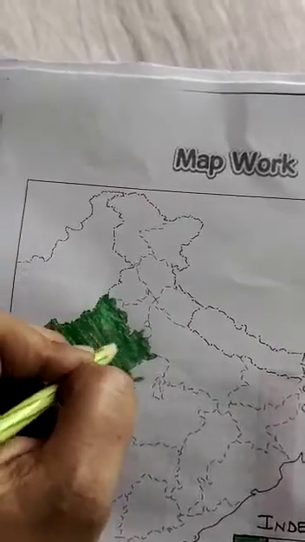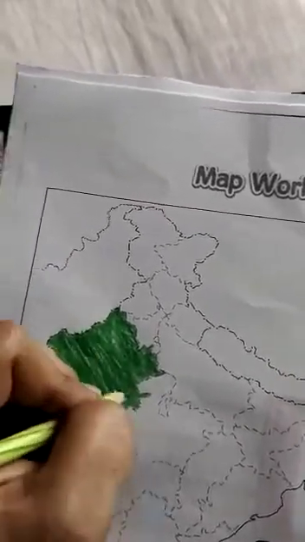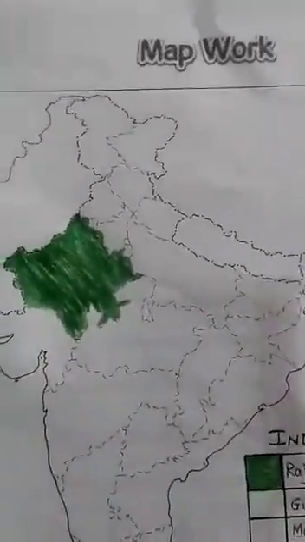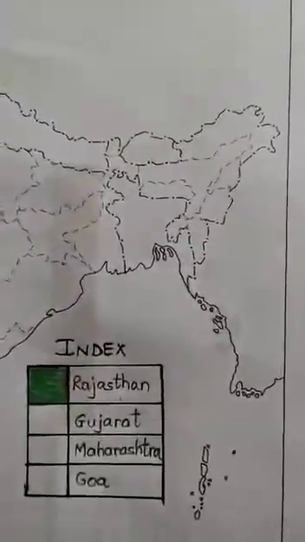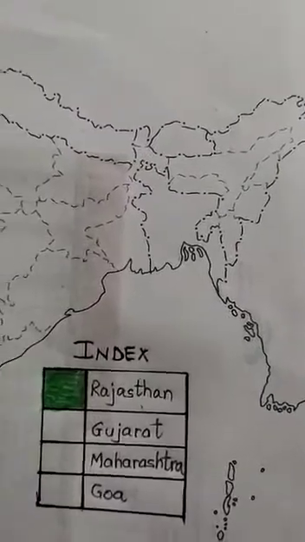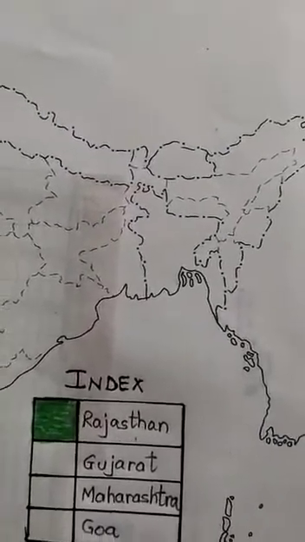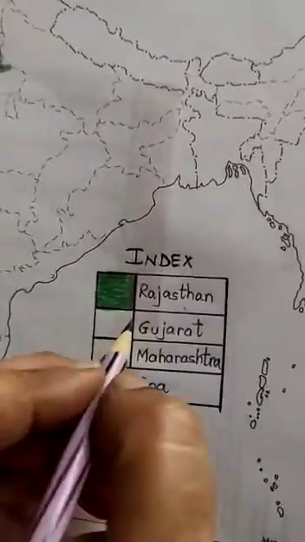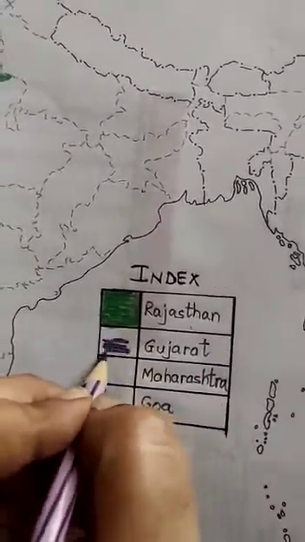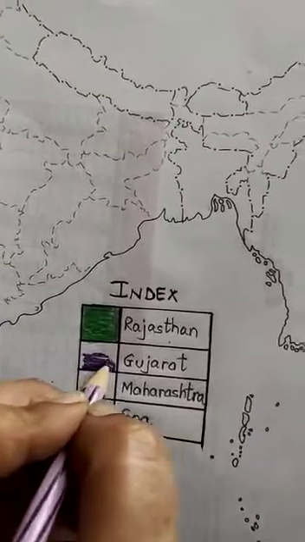So I use the same color to color the entire state of Rajasthan like this, right? Now the next state, which one is it? Gujarat, right? So for Gujarat, probably let me take a purple color. Children, you can use any color of your choice. So what I did, I have taken Gujarat as purple.